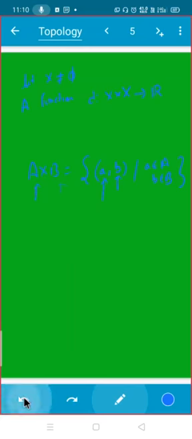Okay, good. So I'm having a function d which is from x cross x. That means the element it will take something like x comma x, and it will give me the result in R. So this function is said to be a metric or a distance function on x if it satisfies some properties.